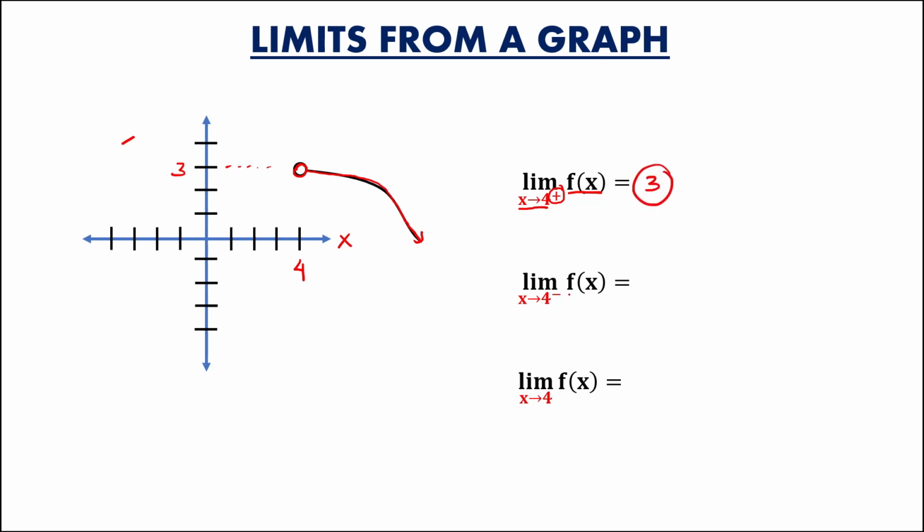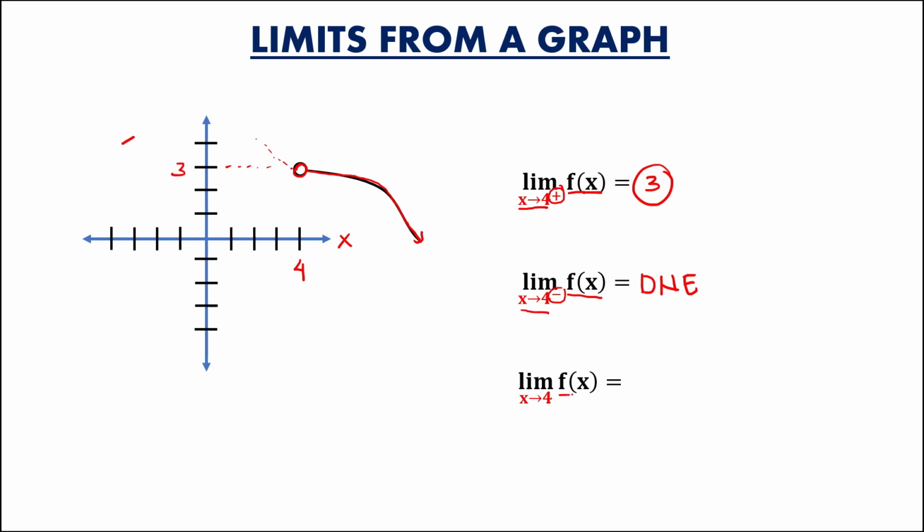Then for this limit of a function as x approaches positive 4, since this one is negative, it is the left side limit. Since there is no left side limit, this limit does not exist.